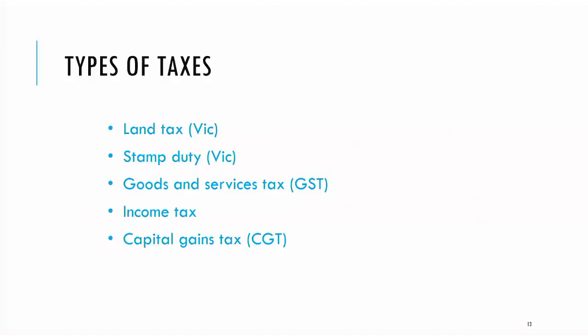What are the main types of tax which are related to investment? Land tax in Australia, we're talking about in Australia. Land tax is a state tax, differing in different states. We talk about Victoria. And stamp duty. When you purchase a land, property, you have to pay stamp duty. And goods and services tax. Income tax, capital gain tax. As we'll talk about later, capital gain tax is a separate tax.